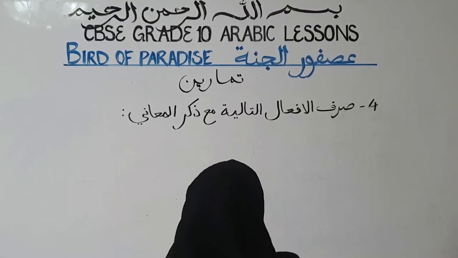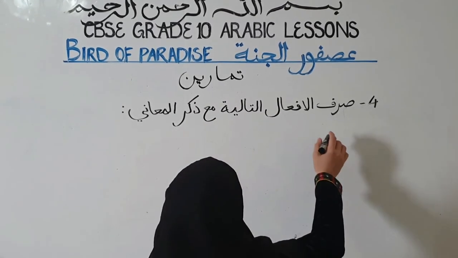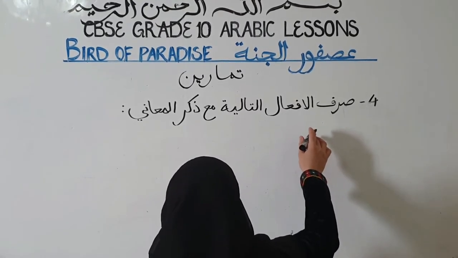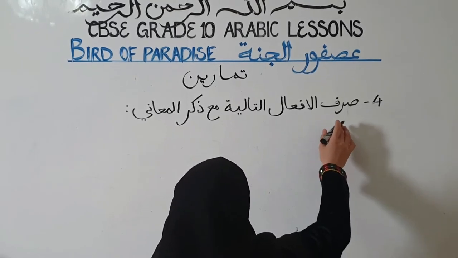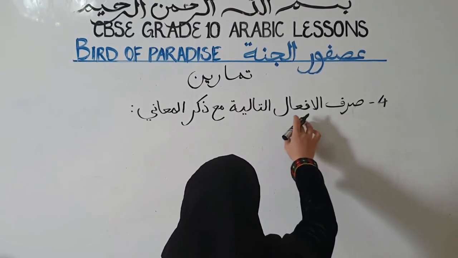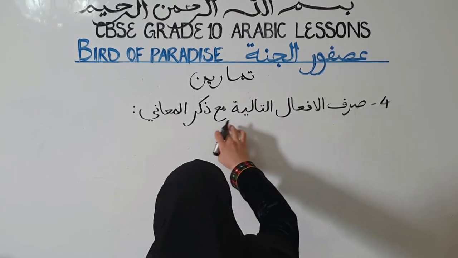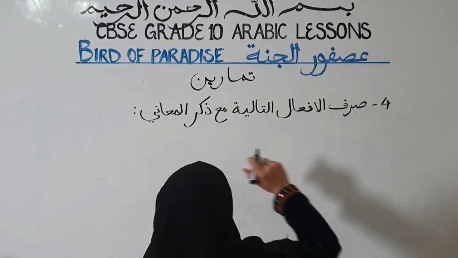And the fourth question is: conjugate the following verbs, mentioning the meanings. Make the 14 patterns of each word given below, with its meaning. Sarrif means make it into 14 patterns. The given words, the below ones, by mentioning its meaning.